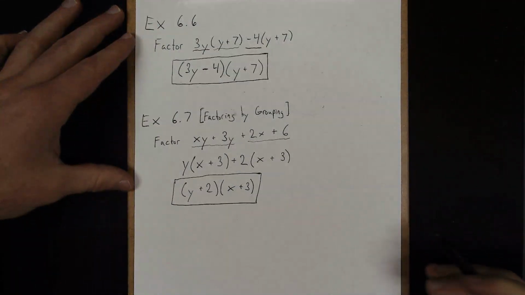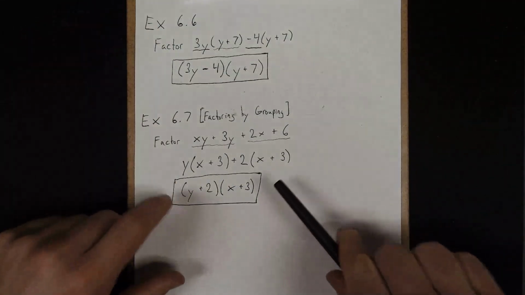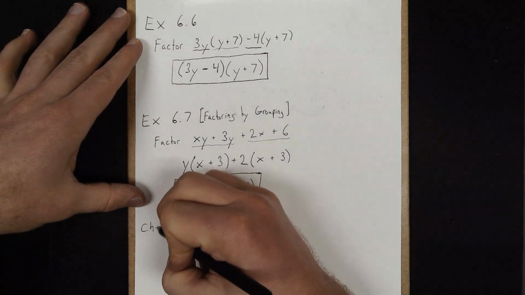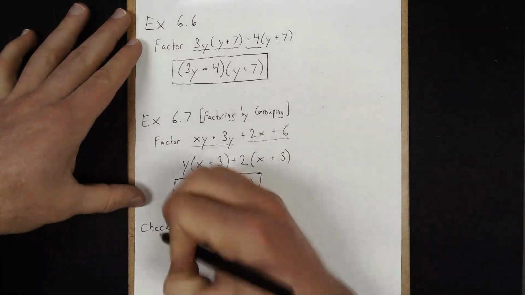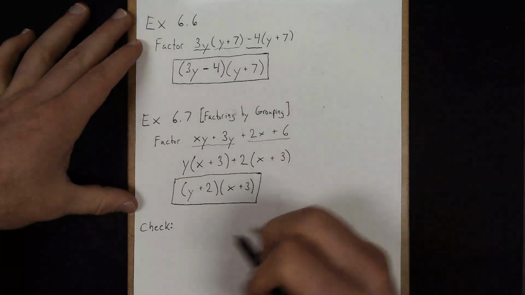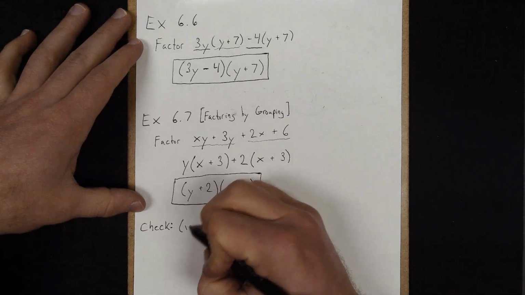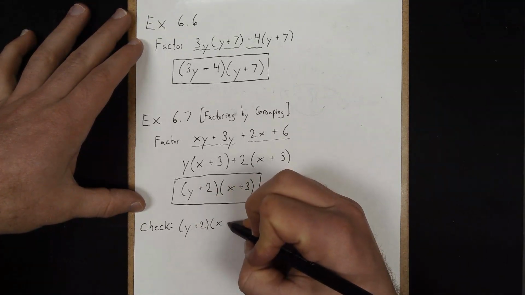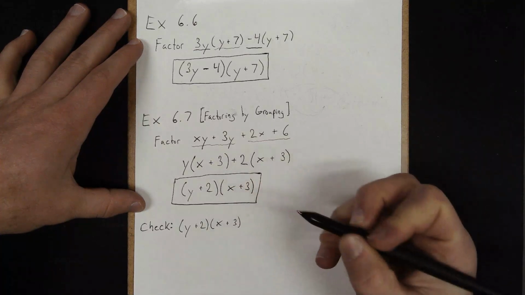On this one, if you want to check, you can. So let's check just to be sure. If you know how to do this, go ahead and exit out of the video, but if you don't, stick around. So we rewrite: y plus 2, x plus 3. And now we're foiling.